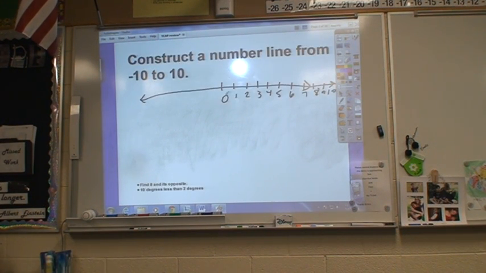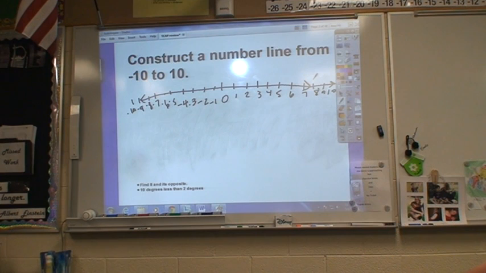So if I have 0 here, that means negative 1 is going to reflect right here. Then I will have negative 2. Then it's just counting the same, except that I have a negative in front of every number. Negative 3, negative 4, negative 5, negative 6, 7, 8, 9, and negative 10. Now, it says down here that it wants me to find 8 and its opposite.